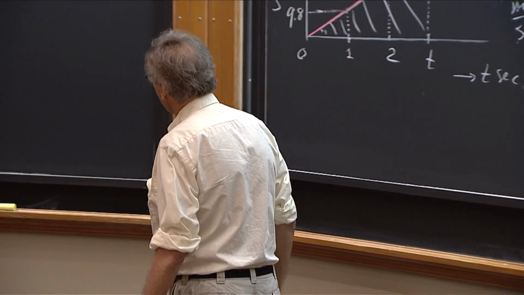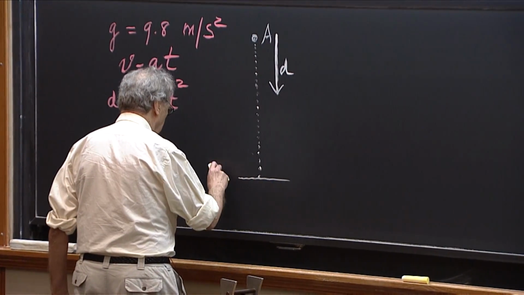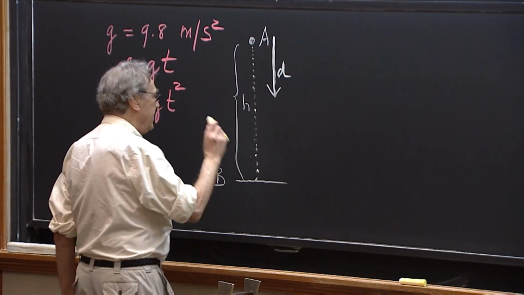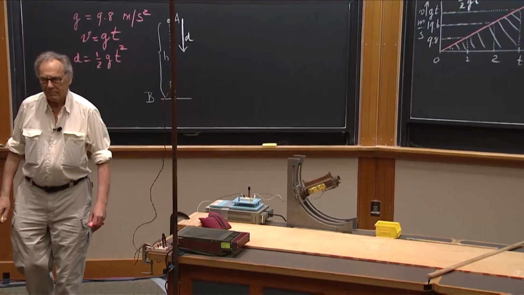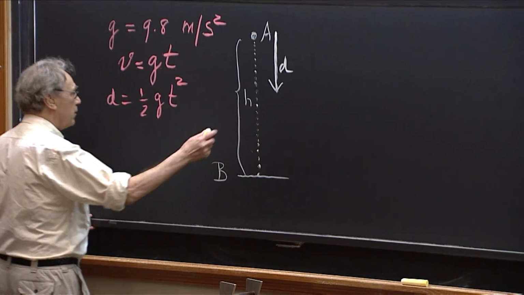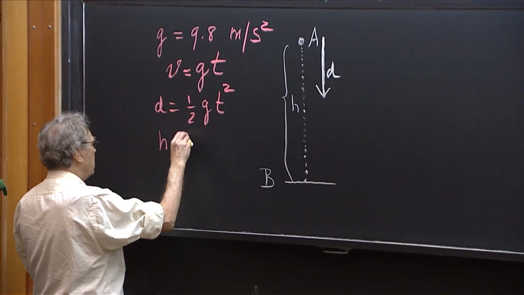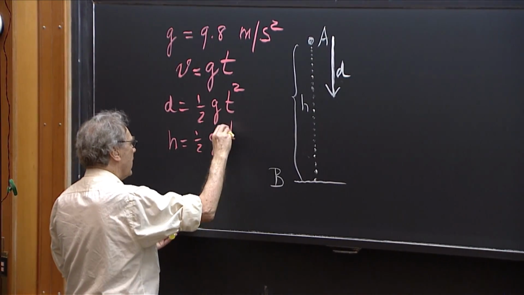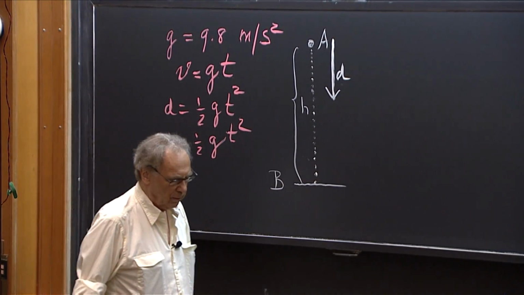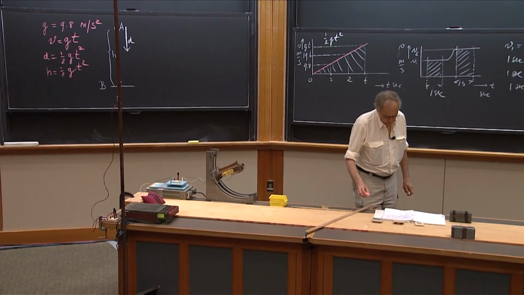Now, we're going to ask ourselves the following question. Here is the ground. We call this point B, and this distance from A to B is 8 meters. How long will it now take to reach the ground? Well, that's very simple, because D is now h. So now you get that h equals 1/2 gt squared. So you tell me what h is, and I will tell you what t is, or you tell me what t is, and I will tell you what h is.